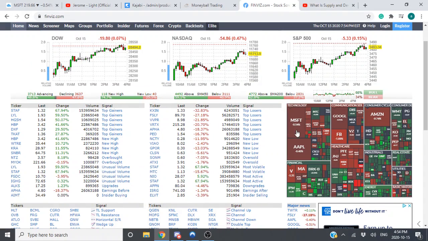Same thing as FinViz. So here: technology, communication, consumer, healthcare, financials. It lists all the stocks inside the technology sector, the healthcare sector, industrials, real estate, utilities, energy, all that, right? So Microsoft right here is one of the top dogs in the technology sector. Before I push sell on the Microsoft stock, I should probably be aware how the technology sector is actually performing. Don't you think that's a good idea?